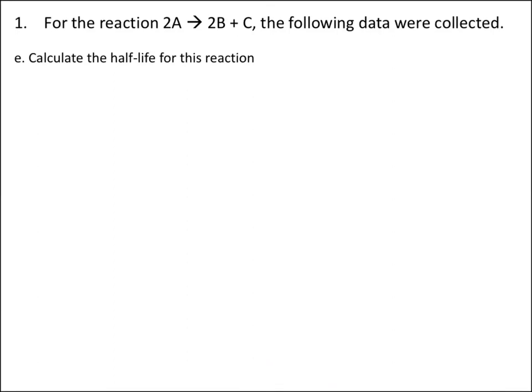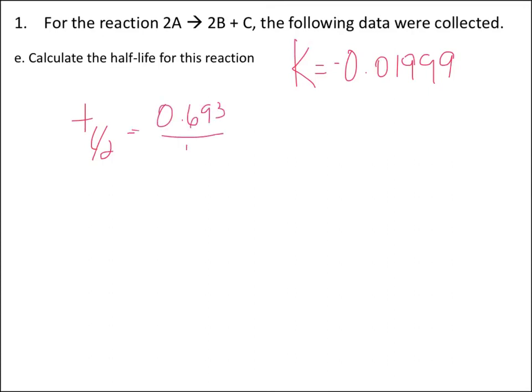Calculate the half-life of this reaction. A couple of things that I know. First off, I know my K value, and that's equal to negative 0.01999, and I write that down because the equation of half-life for a first-order reaction is just equal to 0.693 divided by K. Well, what you don't realize is that this negative value here has already been made positive when I changed all this stuff around.